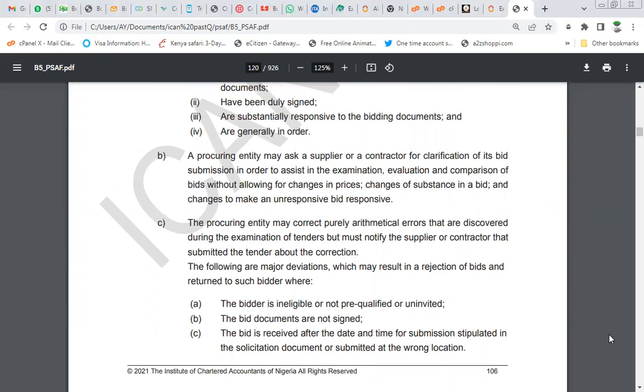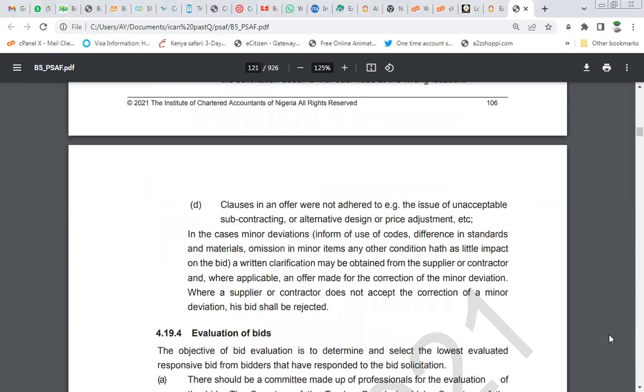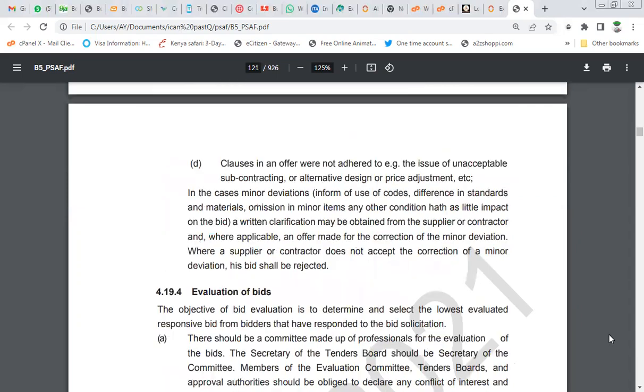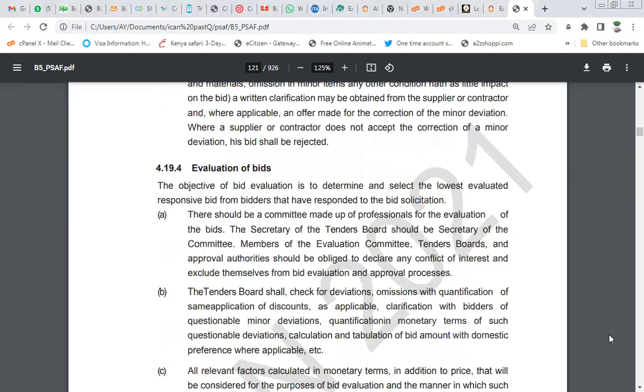The following are major deviations which may result in the rejection of bids and return to such bidders. A, the bidder is ineligible or not pre-qualified or uninvited. B, the bid documents are not signed. So you can read others also. So let's go to evaluation of bids. The objective of bid evaluation is to determine and select the lowest evaluated responsive bid from bidders that have responded to the bid solicitation. So let me just take one.